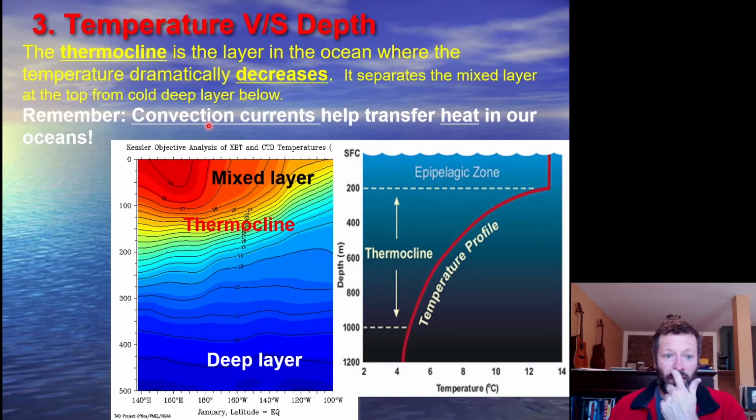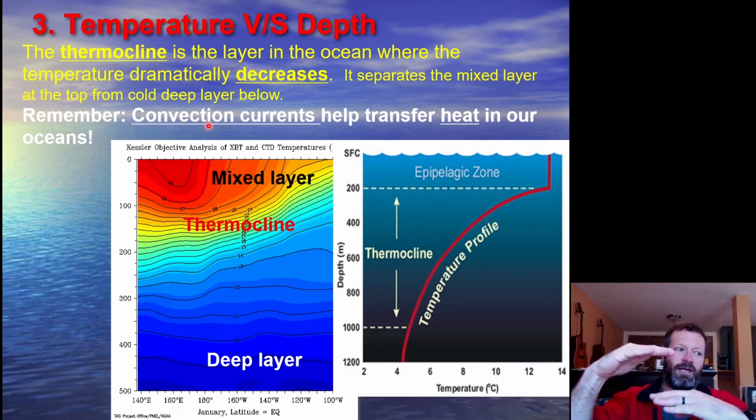We have what's called the thermocline. So if you break that word down, thermo is heat, and cline is an angle, like an incline or a decline. And so the thermocline is the layer of the ocean where temperature decreases really quickly. And so it basically establishes a couple of layers that don't ever really mix.